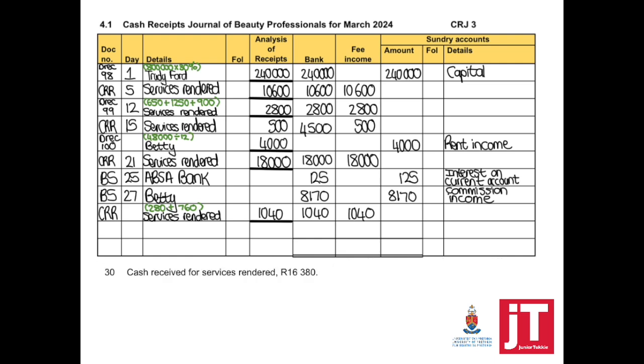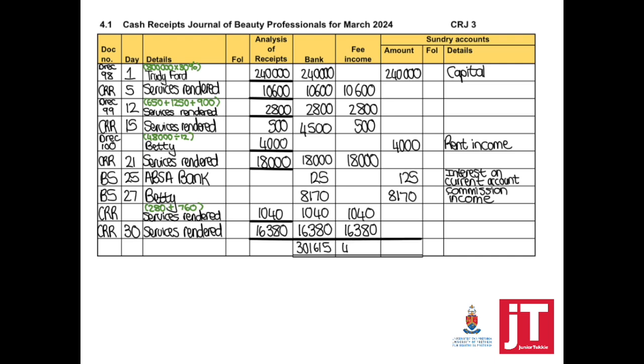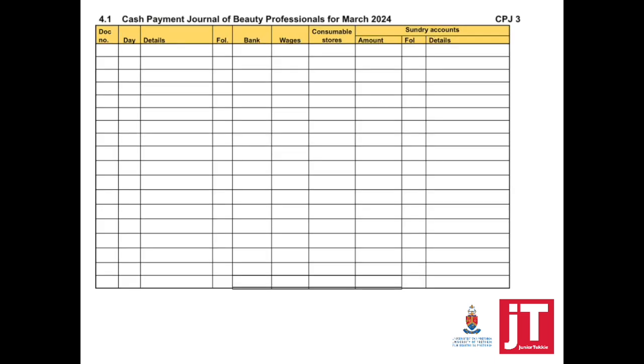On day 30, cash received for services rendered, 16,380. So we start with the date, source document, cash register roll. From who? Services rendered. How much? 16,380. We draw a line. How much did we deposit in our bank account? 16,380. For what reason? For fee income. Now we can close this journal by adding all the totals. Next, our CPJ.